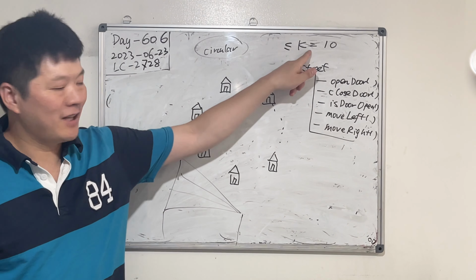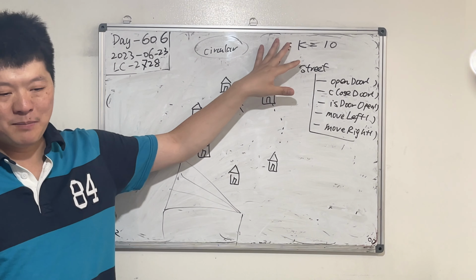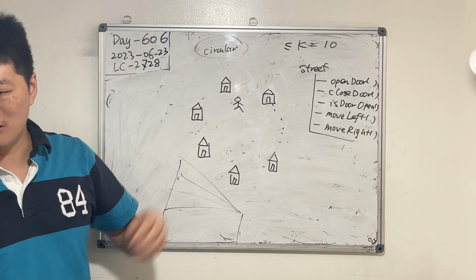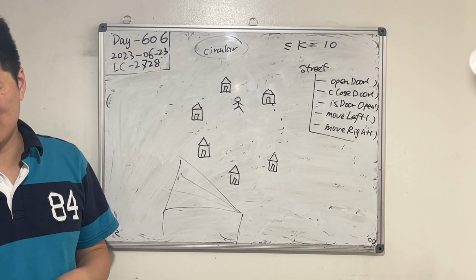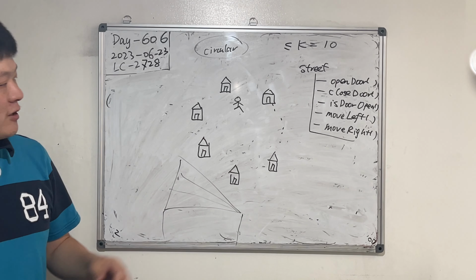There are less than or equal to k houses. This is the upper bound. What if k is 0? K is more than 0. That's a good question.